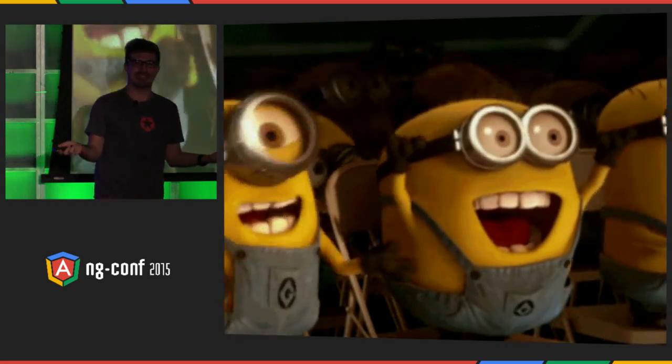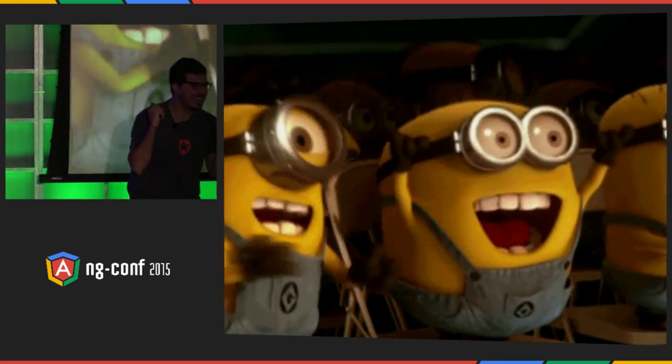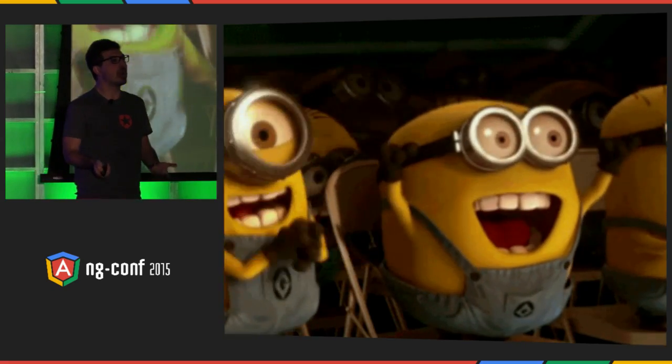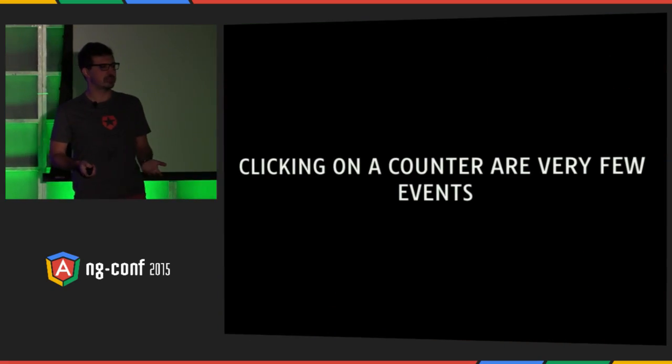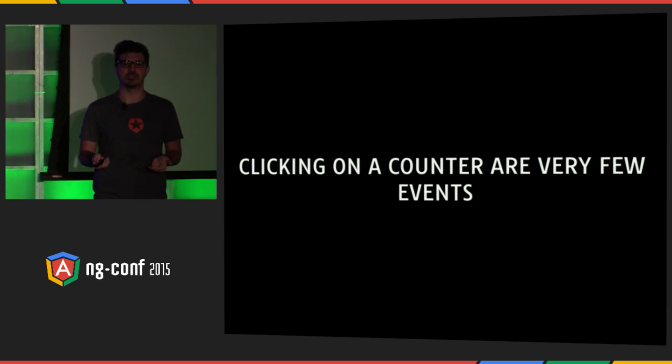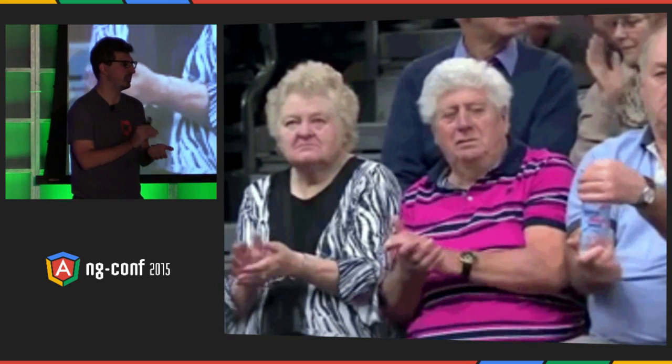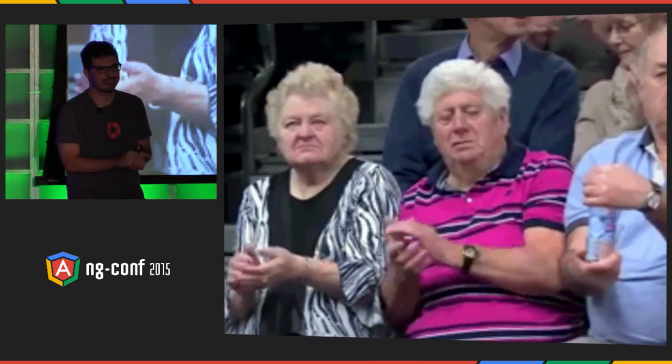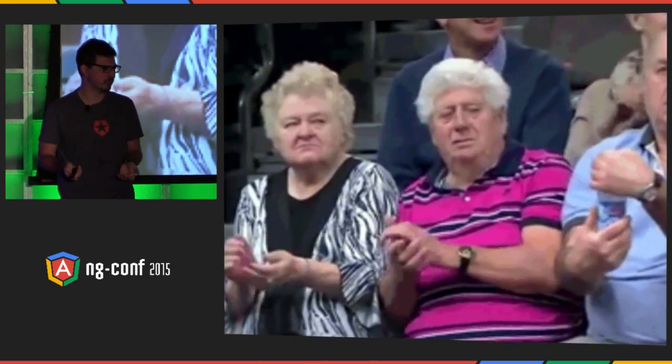Now I was happy, because I was understanding it. It was like, yay! But once I understood it, I was like, clicking a counter is very few events. Why am I using an observable? Not really that cool, right?